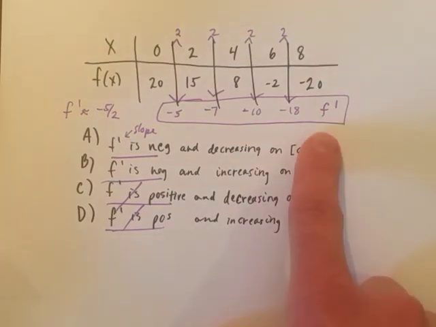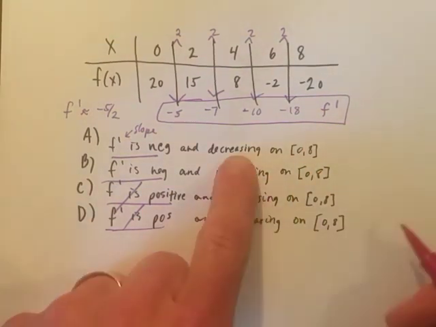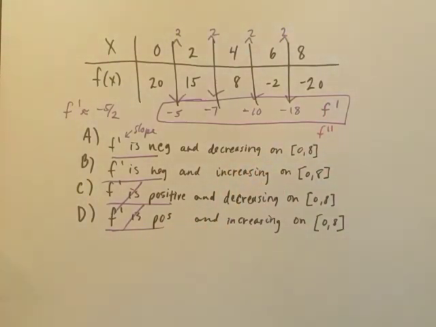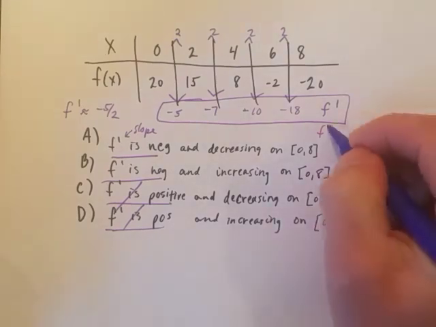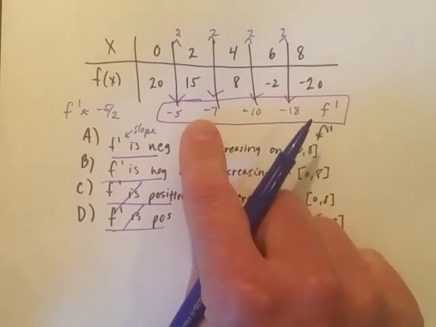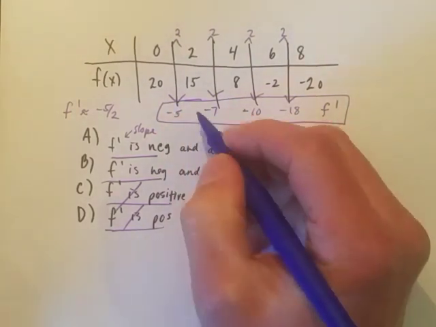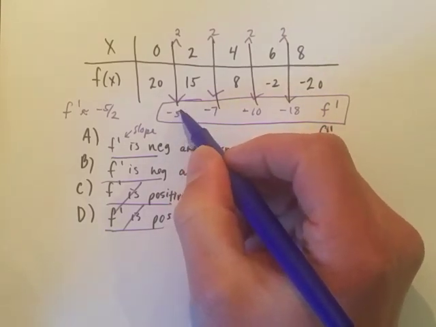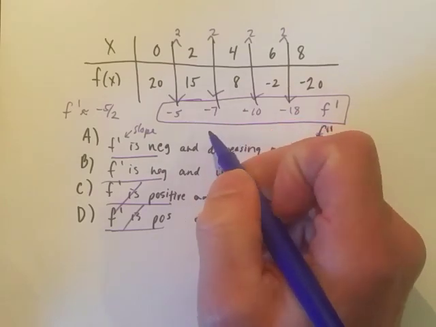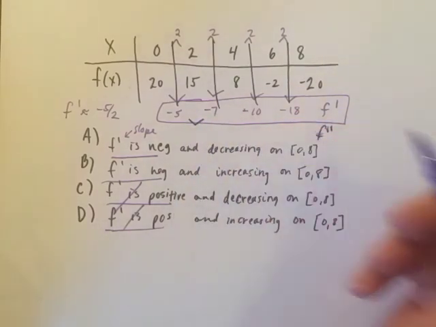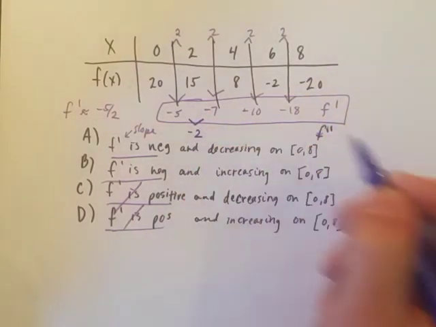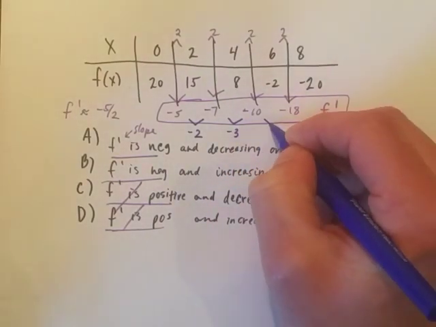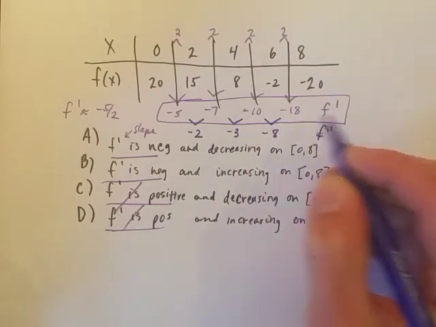Now, to find out if f prime is increasing or decreasing, that's actually asking if it's concave up or down. We're going to find f double prime. All right, so we're actually going to find the slope of the slope. So what's happening from negative 5 to negative 7? The slope changed from negative 5 to negative 7. So it was a negative slope. It stayed a negative slope, but did that slope increase or decrease? Well, how do we get from negative 5 to negative 7? It's got to go down 2. And from negative 7 to negative 10, it's got to go down 3. And from negative 10 to negative 18, it's got to go down 8.